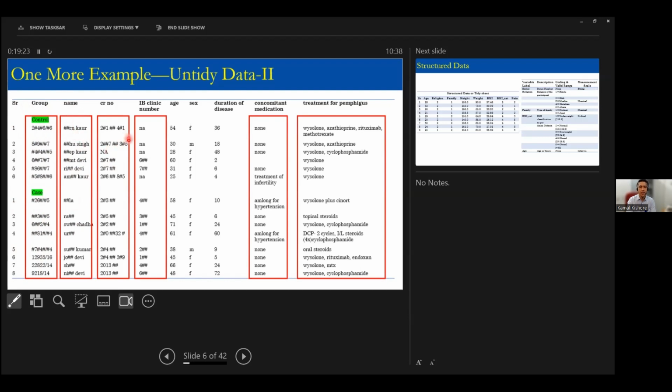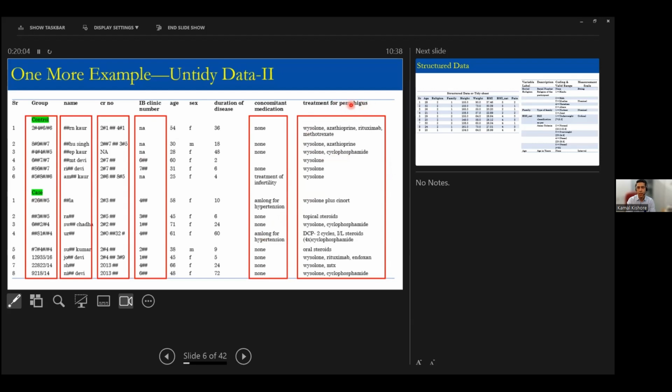Then another major issue which I have seen with the data is that many students and many applied researchers who share their data with others share the potential identifiers of the people. Name is a potential identifier, not to be shared with anybody except you, your co-guide, or the main people analyzing the data. Also CR number, IP number, and concomitant medication, basically different medications. This is not the way to enter the data. I assume you have covered most of this, but I just want to reemphasize.